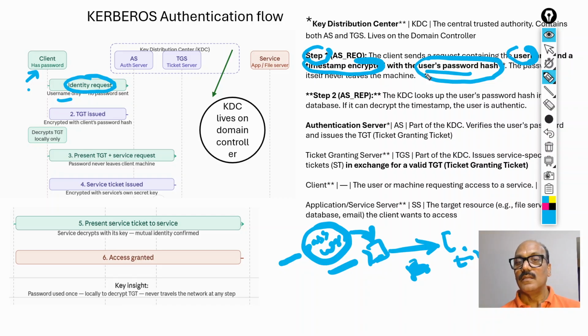See here, user password hash. The password hash is used to encrypt the timestamp. After creating the password hash, use that password hash to encrypt the timestamp and send it to the KDC, specifically the authentication server. This authentication server is nothing but our Active Directory, correct? Active Directory contains user credentials.